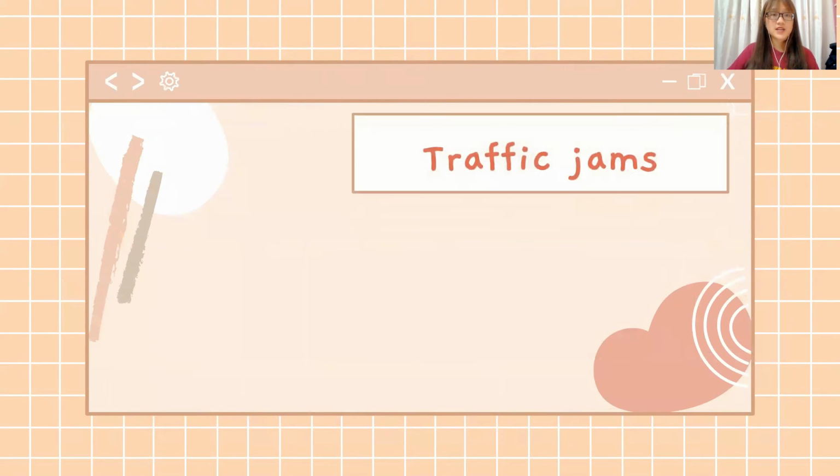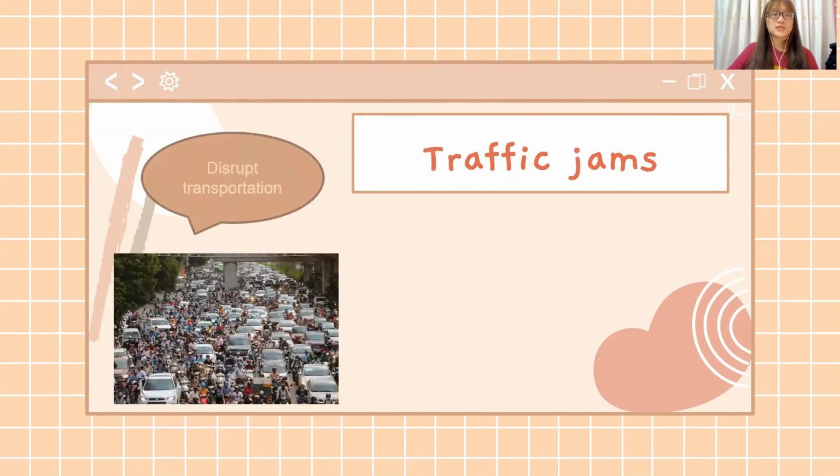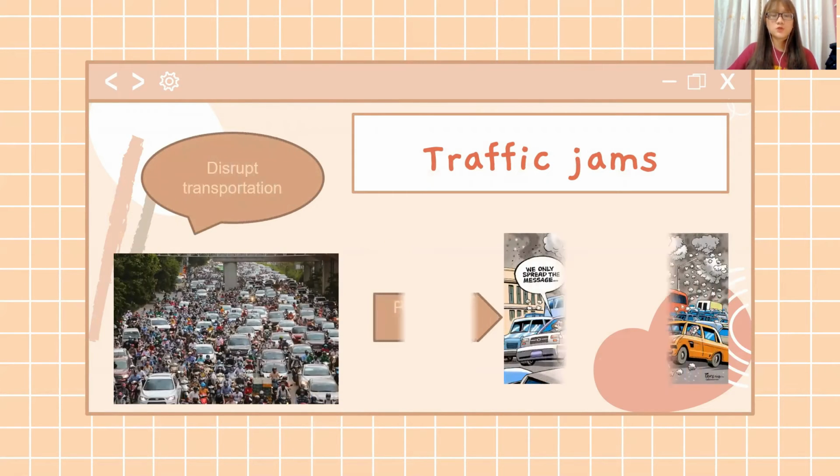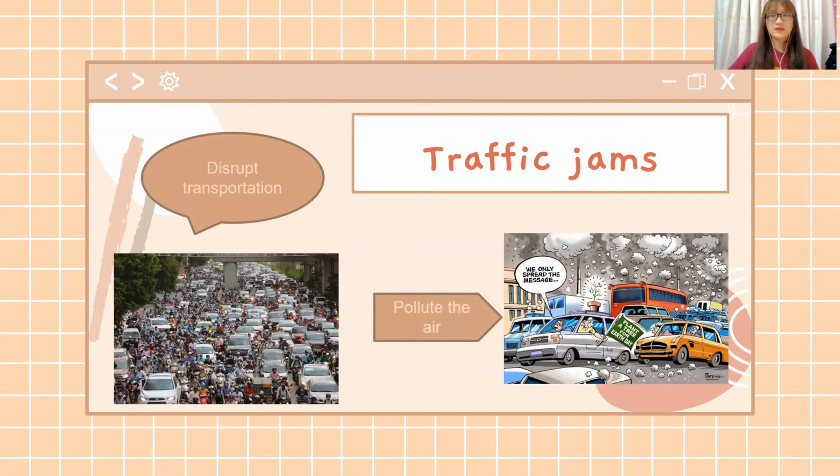The second effect is traffic jams. It not only disrupts transportation, but also pollutes the air. It is bad for humans because people can be stressed because of the exhaust fumes emitted from vehicles around.